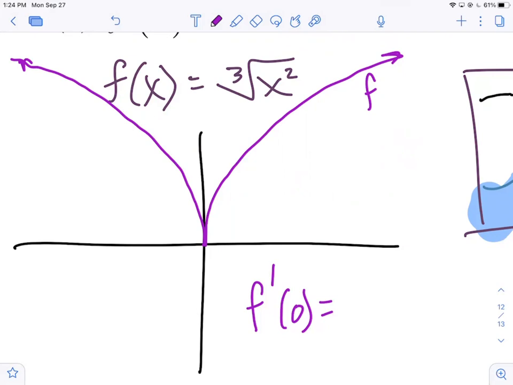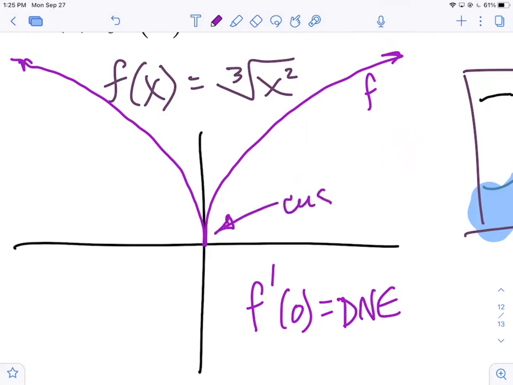Take your pick on why this derivative doesn't exist. Negative infinity doesn't equal positive infinity. No negative number equals a positive number. Or it actually goes to infinity, which is vertically steep. So this is DNE. All right?